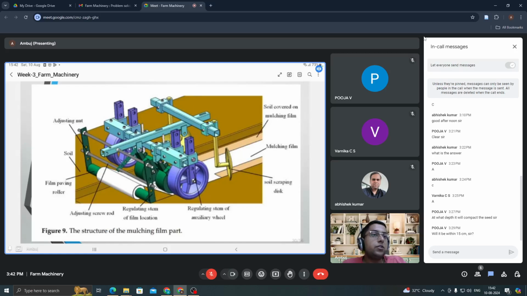Why? For conservation of moisture and conservation of nutrients, and the pesticide requirement is somewhat less, because pest infestation gets reduced. So that is what is getting reflected in this figure, how my particular structure is. This is a 3D CAD model, known as the 3D CAD model of my machine.